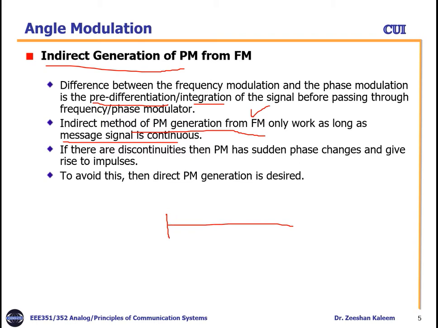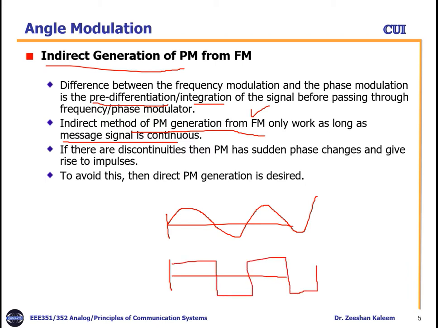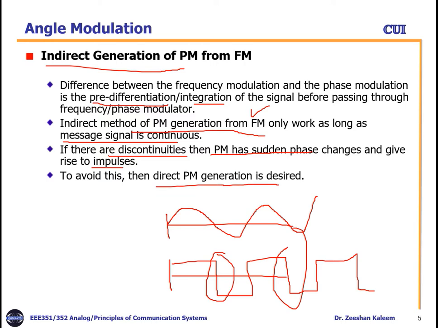What does it mean? If the message is like this one, this is a continuous message, right? Then we can generate the PM signal from the FM modulated signal as well. However, if we have a message signal like this one, this is not continuous. It has some jumps over there, like this portion. If there are discontinuities, then PM has certain phase changes, so it will result in phase changes and give rise to impulses. To avoid this, direct PM generation is desired. So in this case, we can't use the FM modulator to generate the PM modulated signal. So this is the difference.